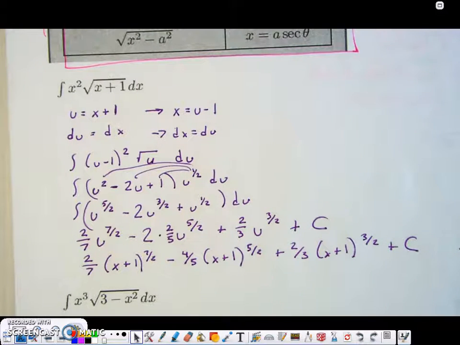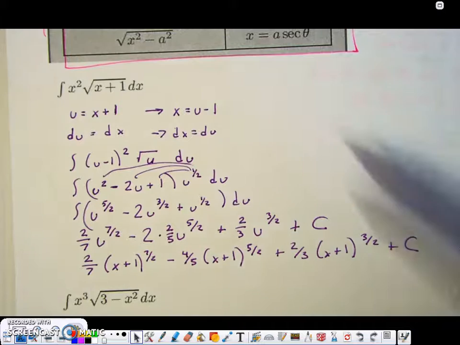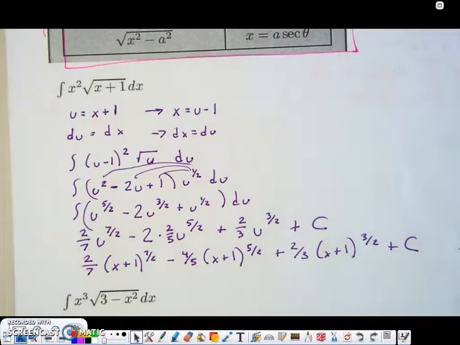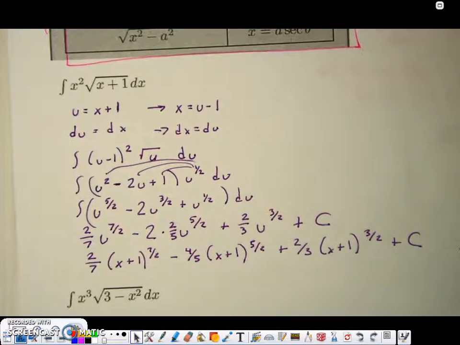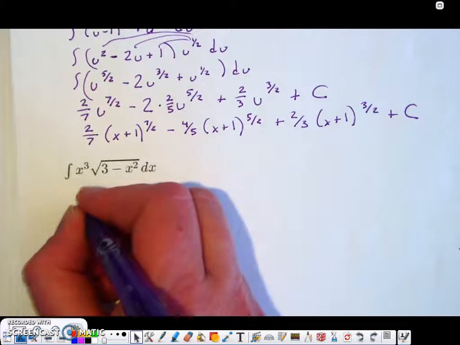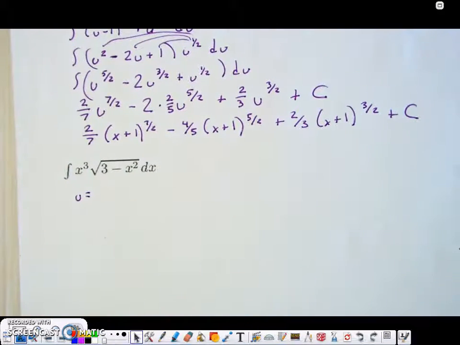This one, next one's a little tempting for the trig one because it has 3 minus x squared, which is a little bit like this one. But some of the problems that can be done with trig can also be done with u substitution. Not all of them. So it just kind of depends. I'm going to be able to handle this one, though, with just u substitution. What do you think u would be?